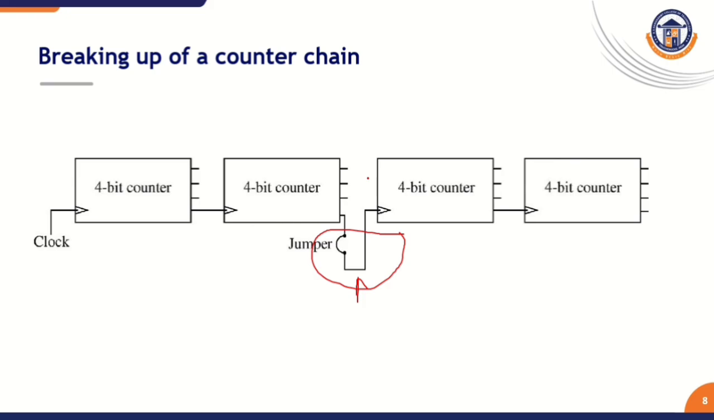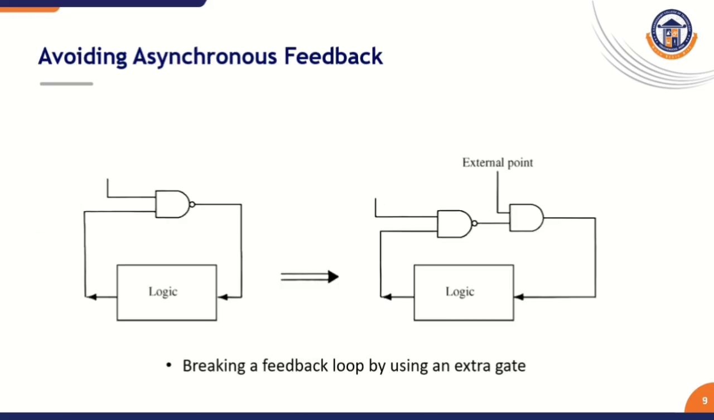Let us move to the next topic, avoiding asynchronous feedback. Asynchronous feedback loops make testing complex and unpredictable. It is not possible to predict the behavior of this kind of circuit. To improve testability, the feedback loop can be broken using an XOR gate, which allows better control during testing.